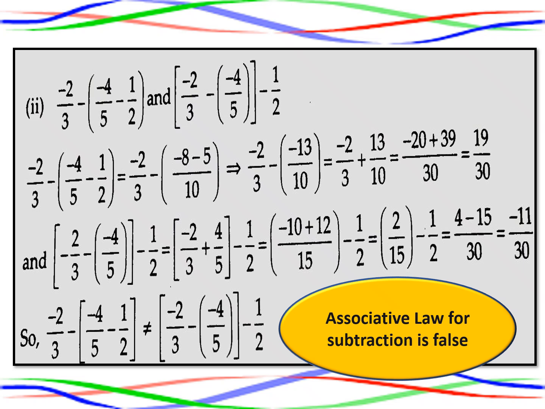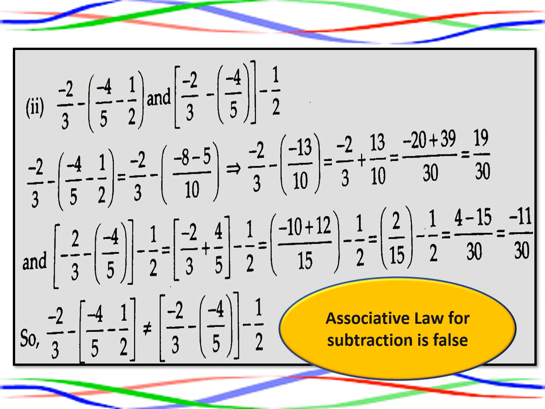This was already taught to you last year, how to subtract a rational number. But when we consider the bracket, remember the bracket should be simplified together. So minus 13 by 10 is a must. You should get the answer, and only then should you go ahead.